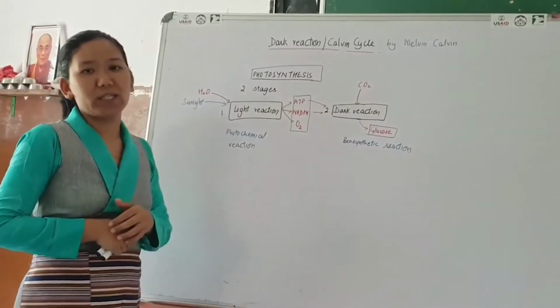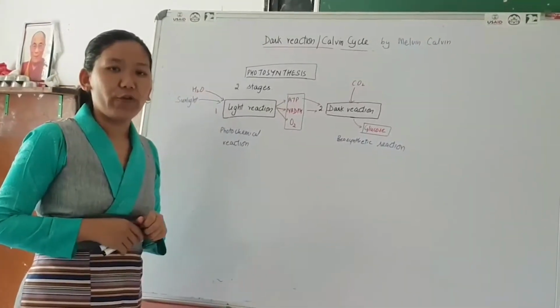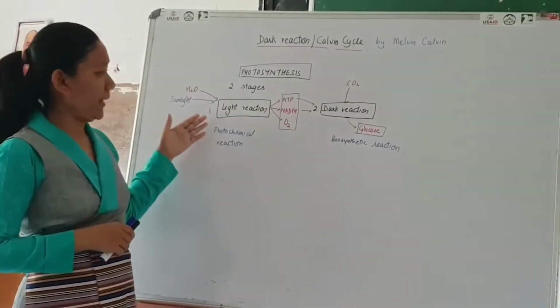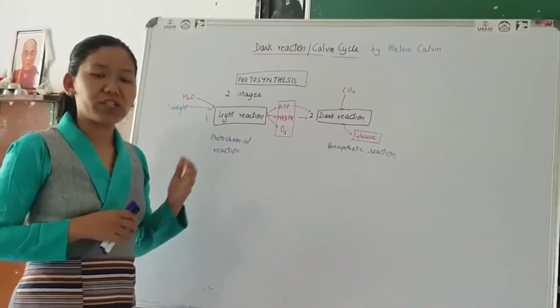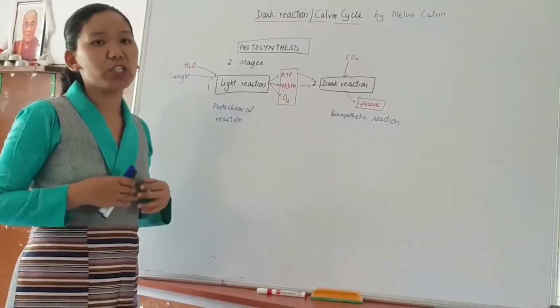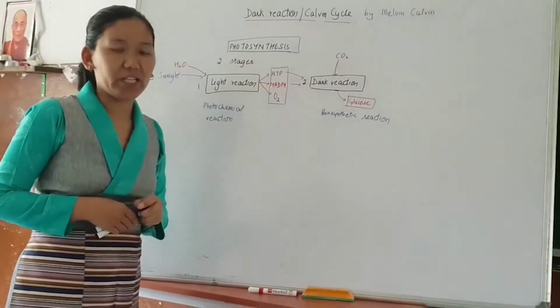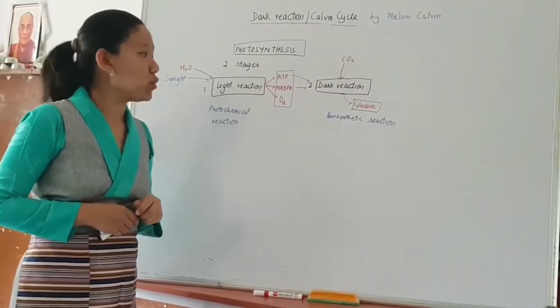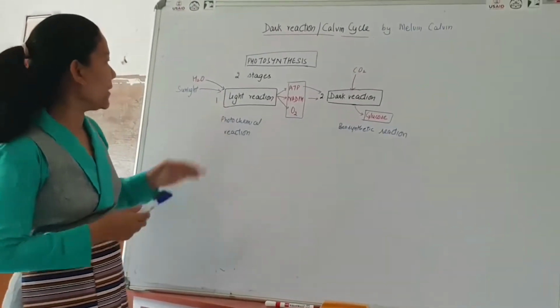This reaction is directly dependent upon solar energy. And you know where it takes place? It takes place on the membrane of the thylakoid. This reaction leads to trapping of solar energy and converts it into chemical energy, that is ATP and NADPH. That is why this reaction is also called the photochemical reaction. So this we have already studied.